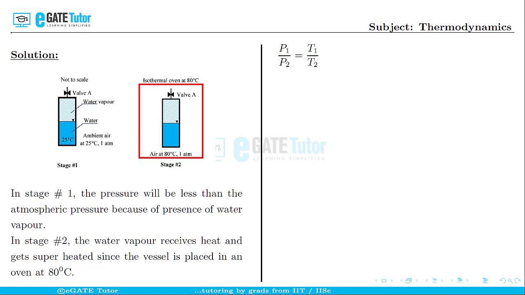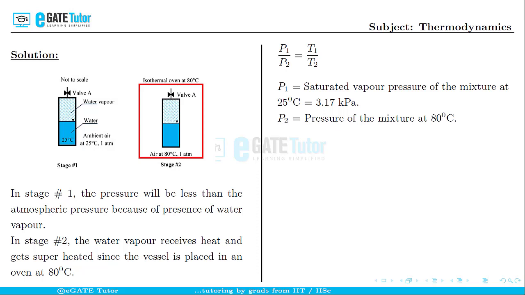Let us know what P1 is first. P1 is the saturated vapor pressure of the water vapor and water at 25 degrees centigrade. That comes out to be 3.17 kilopascal, which is a standard value. Let us consider P2 as the pressure of the mixture at 80 degrees centigrade after thermal equilibrium is attained.